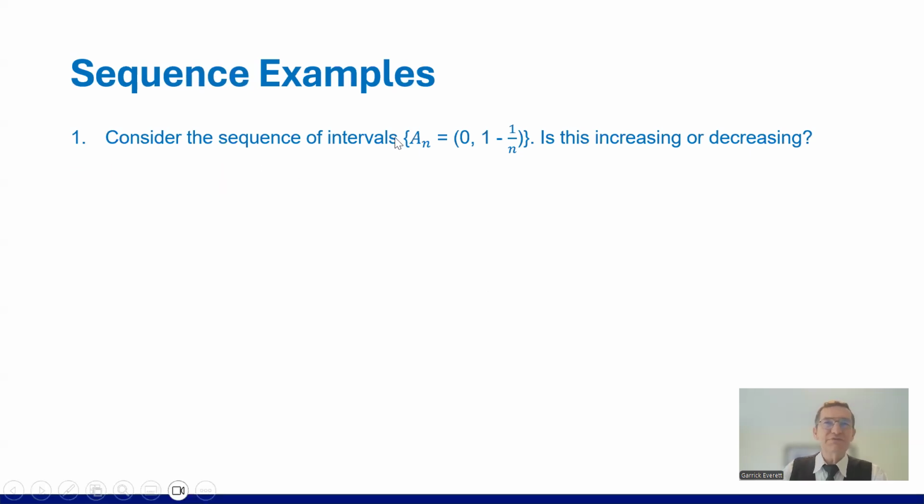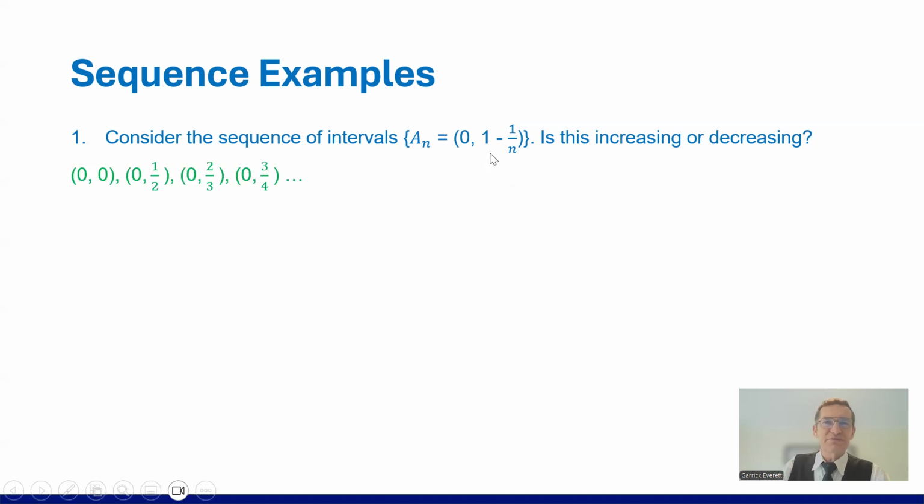Examples, because we love examples, because that really helps understanding, and they're also going to be the things that you're going to be questioned on in a test. Okay, so let's consider the sequence of intervals. An equals the interval from 0 to 1 minus 1 over n. Is this increasing or decreasing? So this is a sequence of intervals, with lengths from 0 to this point here. Is this increasing or decreasing?